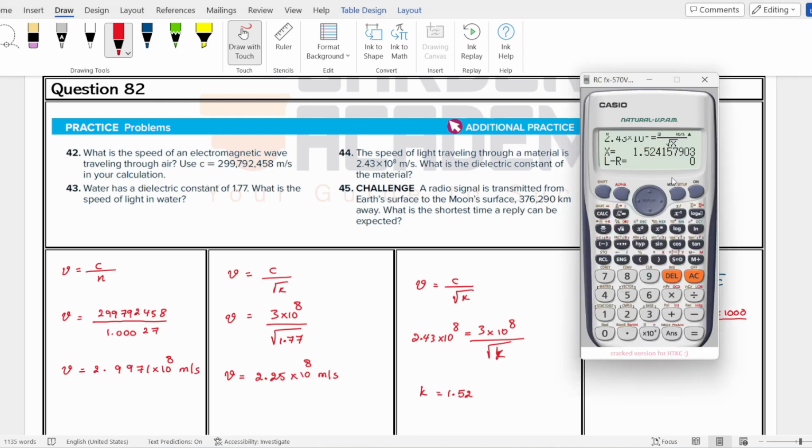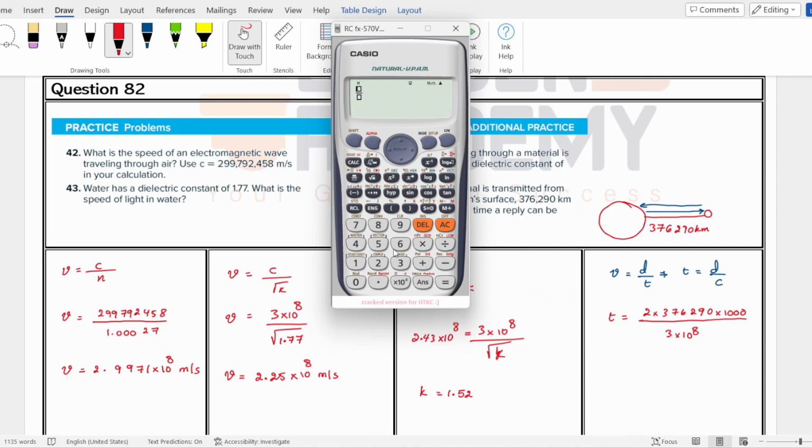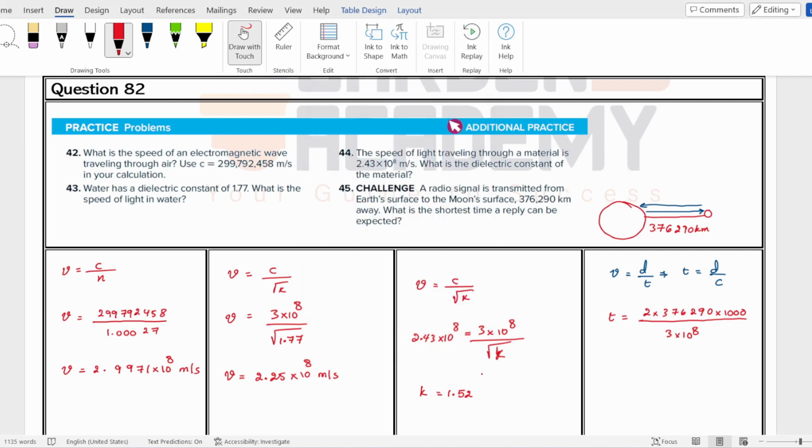And again, we can use the calculator to find this number. Then 2 times 376,290 times 1000 over 3 times 10 to the power 8. The answer comes out around 2.51 seconds. So T is about 2.51 seconds. And that is the end of basically question 82.